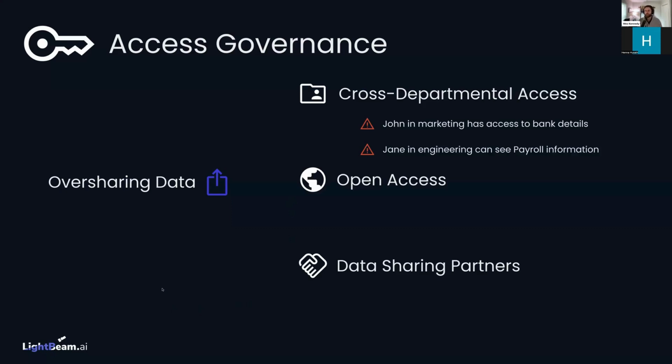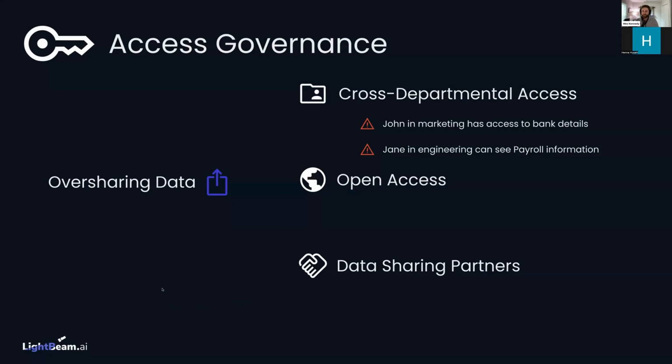For cross-departmental access, think of it like this. What if John in marketing has access to bank account details of our customers? I don't think John needs that. So when we think about what are the lines that we draw inside of our business of who should have access to what, something like this is important. Do they have a business use for having access to that data? What is the purpose for them having access to that data?